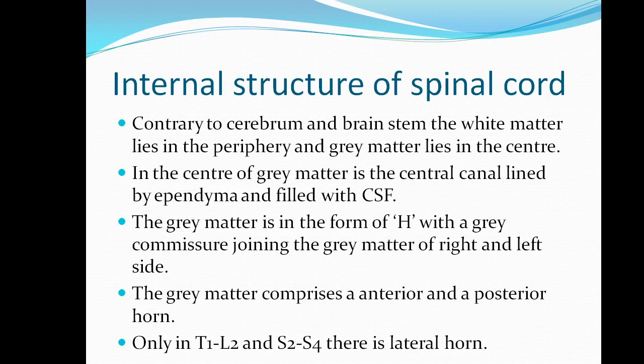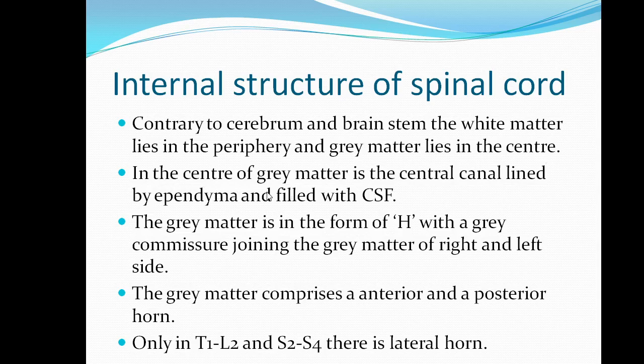Then we come to the internal structure of the spinal cord. In the central nervous system, everywhere we find that gray matter lies at the periphery and the white matter lies in the center. But here, contrary to the cerebrum and the brainstem, the white matter lies in the periphery and the gray matter lies in the center.